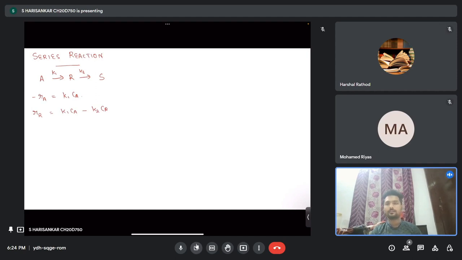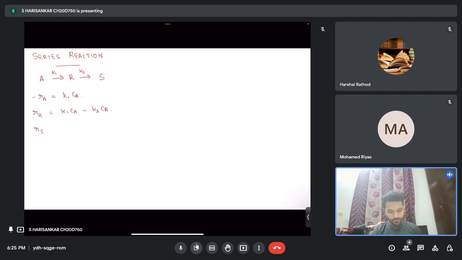How these two terms came to be for this rate equation is that there are two reactions for R. First, R is being formed from A, right? So R is first forming from the reaction from A, and simultaneously R is also disappearing through the reaction R gives S. So the rate equation will be K1 Ca, which represents the rate of formation of R, minus K2 Cr, which represents the rate of disappearance of R. Okay, so this is one, and obviously we can write one equation for S as well.